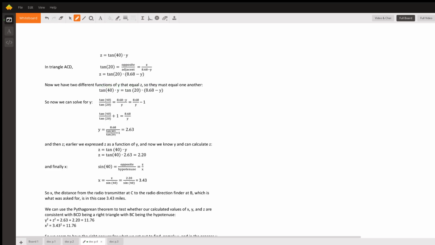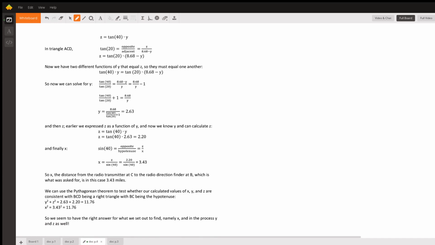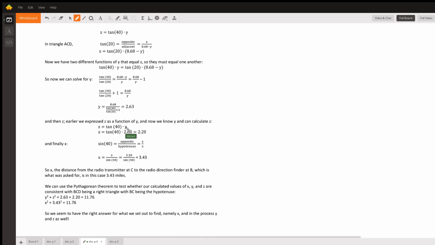So now we have two equations for z, and we can set these two things equal and solve it for y. We just do the algebra, and eventually come up with y is 2.63. Then z, earlier we said that z was a function of y, and now we know y, so we plug that in and we can calculate z.